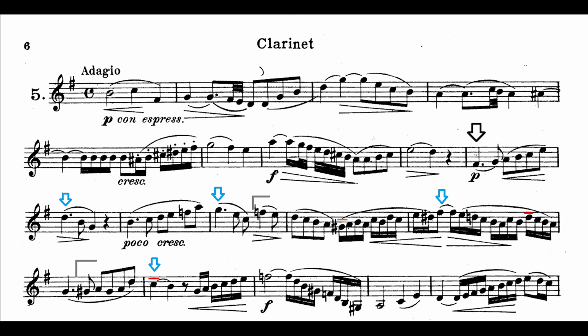The first way stressing the G sharp and the second way stressing the D. The peak will always remain on the blue arrow on F sharp. And now stressing the D.